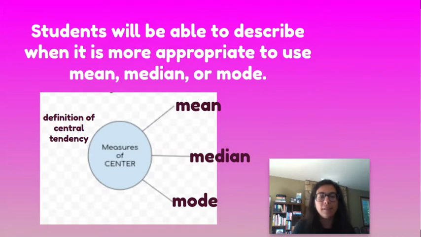And when we're looking at this web here, this is sort of how the notes are outlined. So if you wanted to do a web or an outline, you can do that. So the definition of central tendency, we're going to really talk about it here. And then for each measure of center, we're going to talk about not the definition of them, but when you should use which one. Let's just get started.